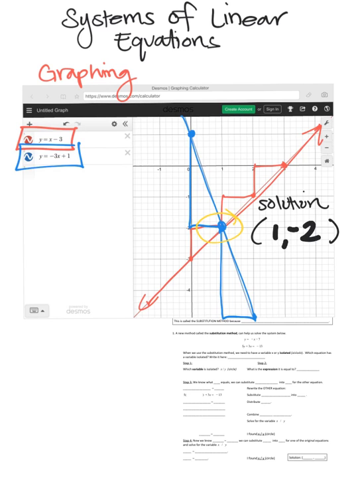So when we find that point, let's just remind ourselves what we are finding. We're finding an x value and a y value. So I know x is 1 and y is -2.